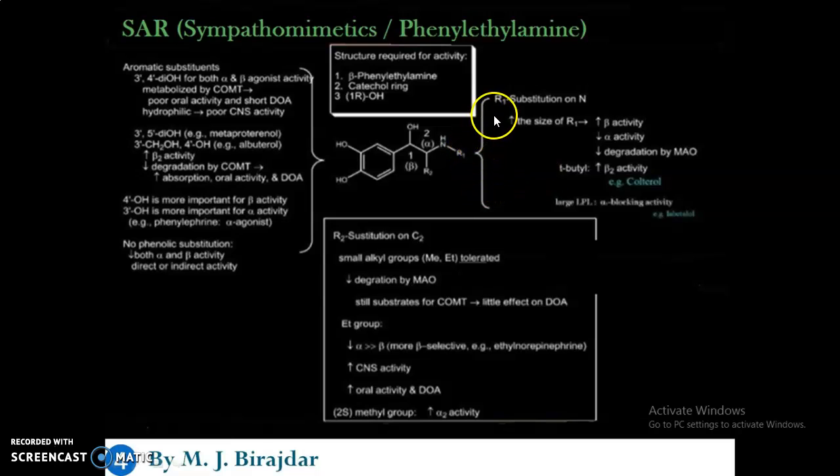The R1 group is the substitution on the terminal amino nitrogen. Increasing the size of the R1 substitution increases the beta activity, decreases the alpha activity, and decreases degradation by monoamine oxidase. If we substitute a tertiary butyl group, it increases the beta-2 activity, for example quilterol, a drug formed by substituting the tertiary butyl group. Larger groups also show alpha blocking activity. Labetalol is another drug.